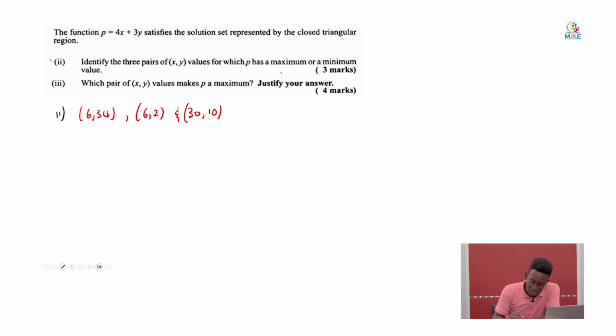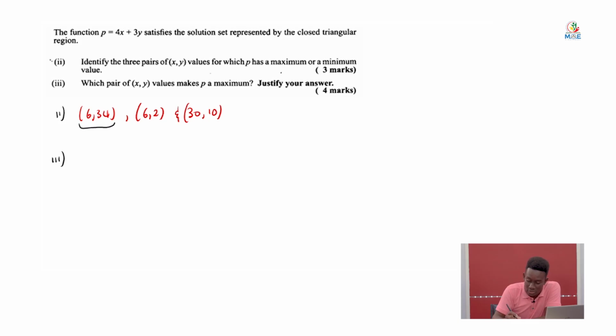Let's find for 3 now. Which pair of x and y values makes p a maximum? Justify your answer. We need to substitute each one of these coordinates into the function, and whichever one gives us the highest value for P will be the pair of coordinates that makes P a maximum.